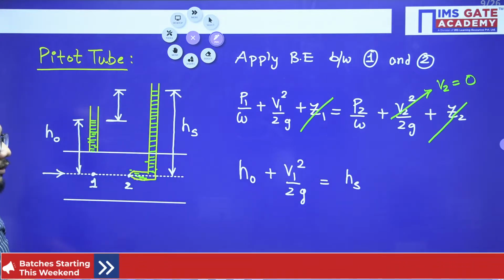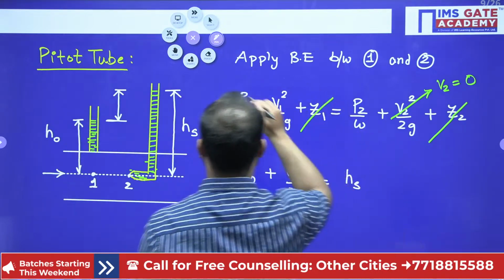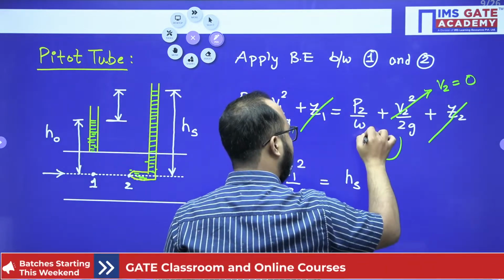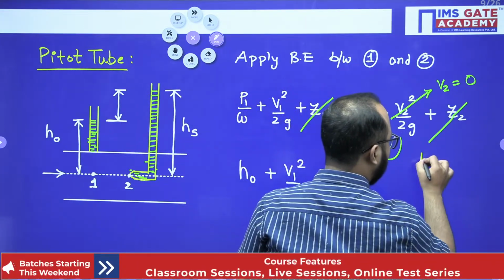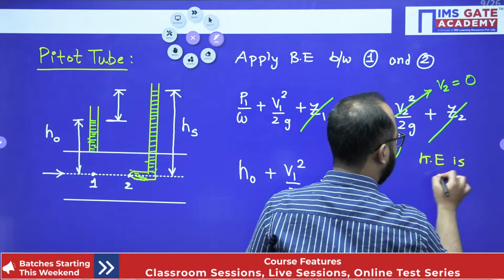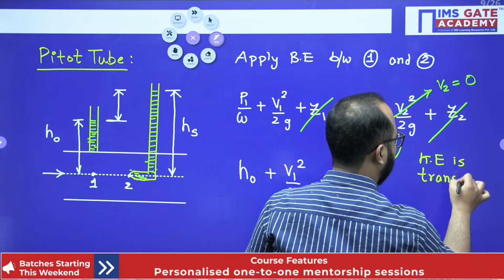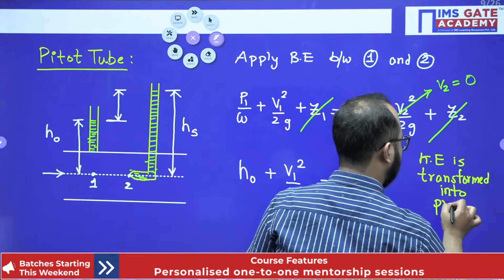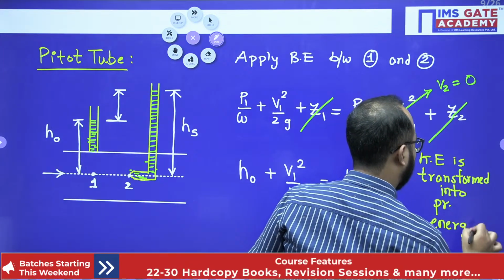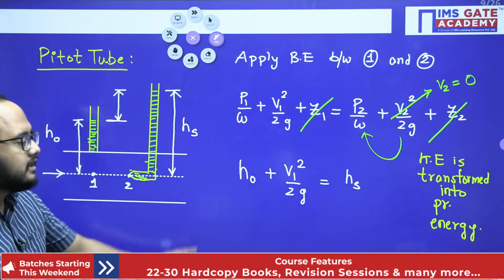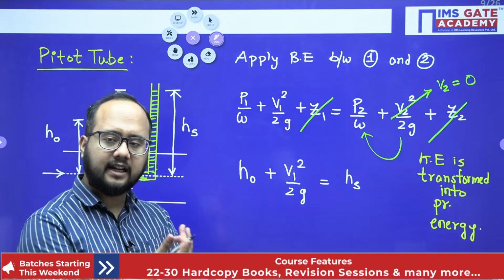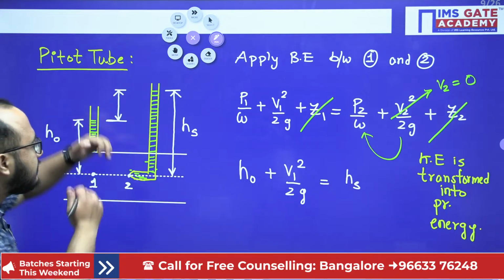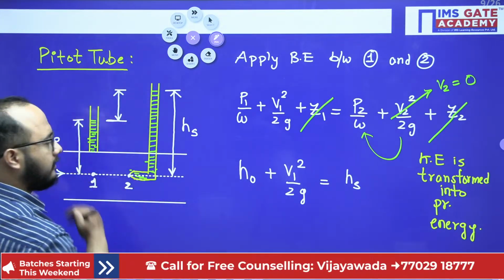Correct? Now actually what happened is all of the kinetic energy has been transformed into pressure energy. That is the point. Kinetic energy is transformed into pressure energy. That is the point everyone should understand. Correct? So kinetic energy is transformed into pressure energy because the velocity is zero at the stagnation point. So all the kinetic energy is suddenly converted into pressure energy. That's why this head is more as compared to this one.